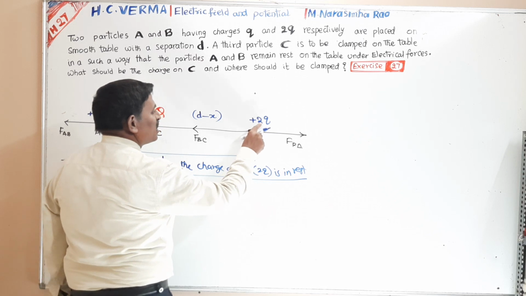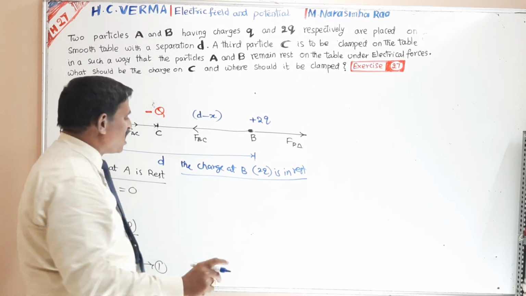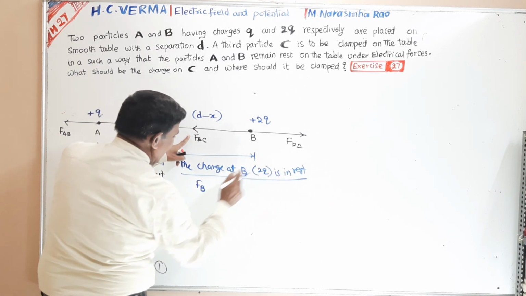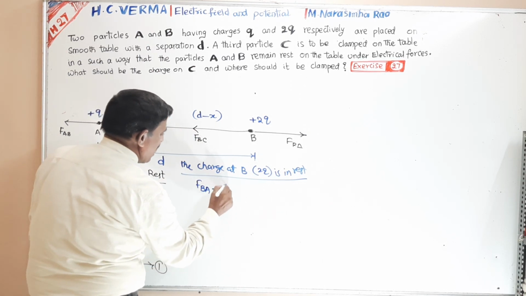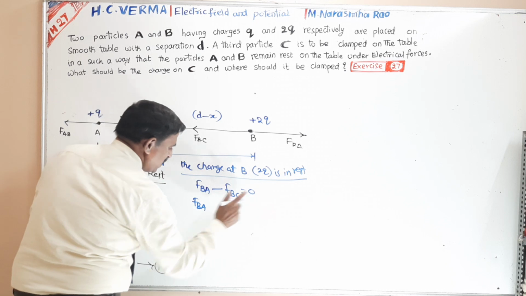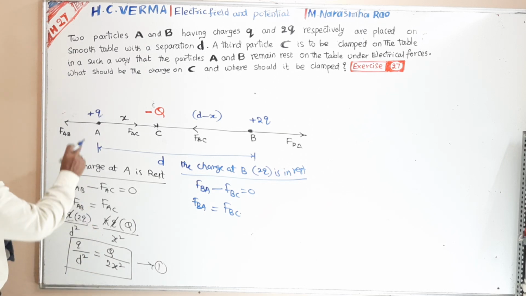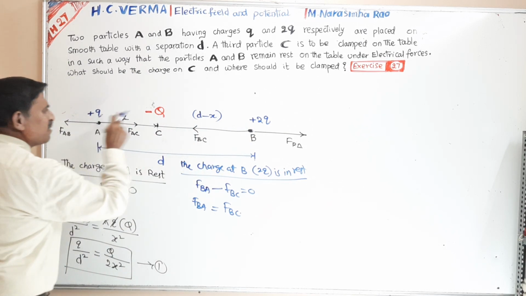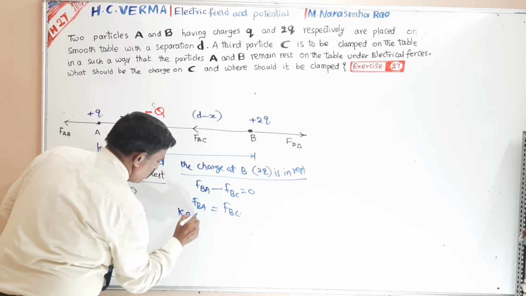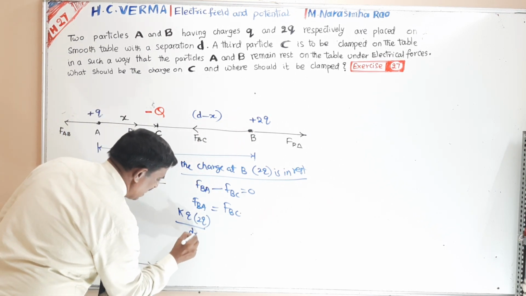Here, on this charge, one force is acting left, another force is acting right side. Both are opposite in direction. Resultant force is FBA minus FBC is equal to 0. FBA is equal to FBC. Force between the charges B and A is K, Q, 2Q by the distance between A and B, D square.